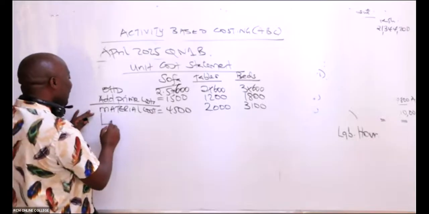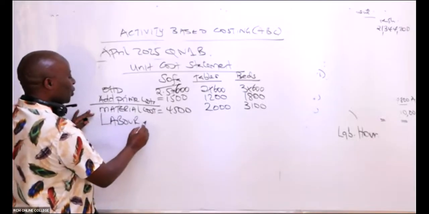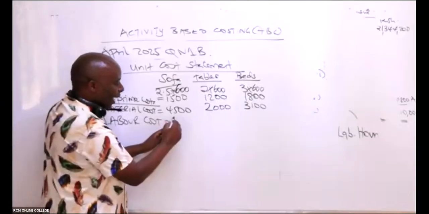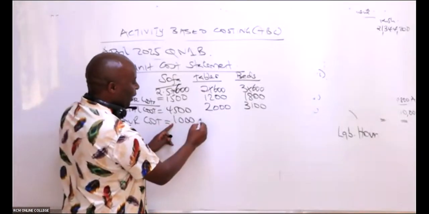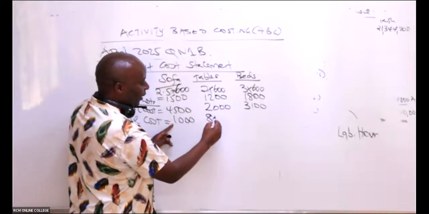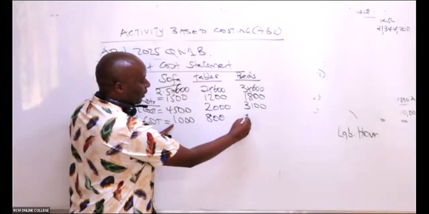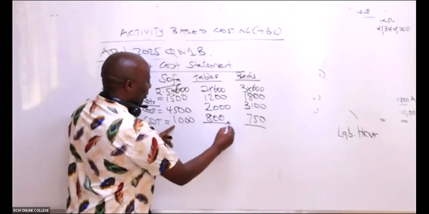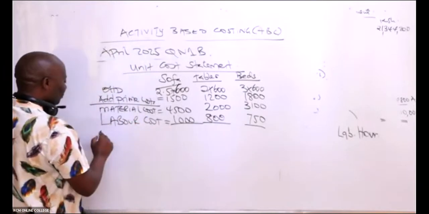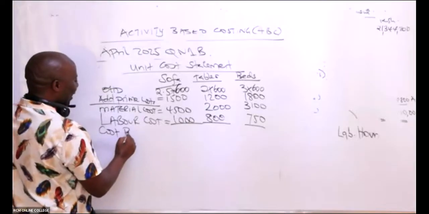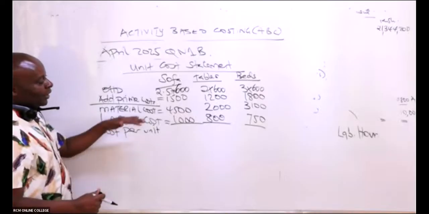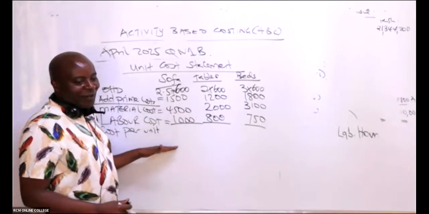Labor cost in shillings. 1,000 here. How about here? 800. How about this one? 150. 750, like that. That is the total cost. This will be the cost per unit. So then I will take the overhead plus the primary costs.